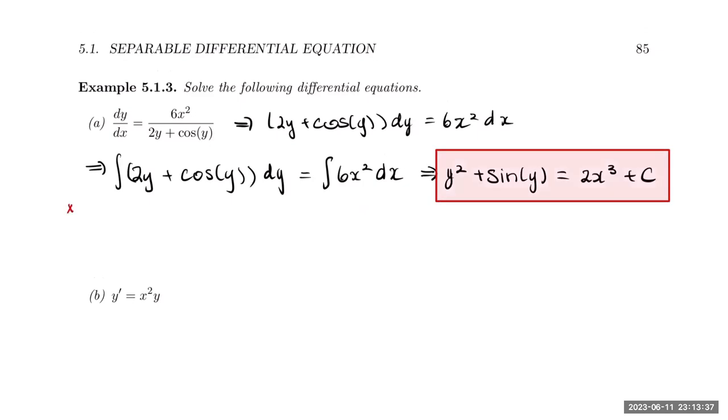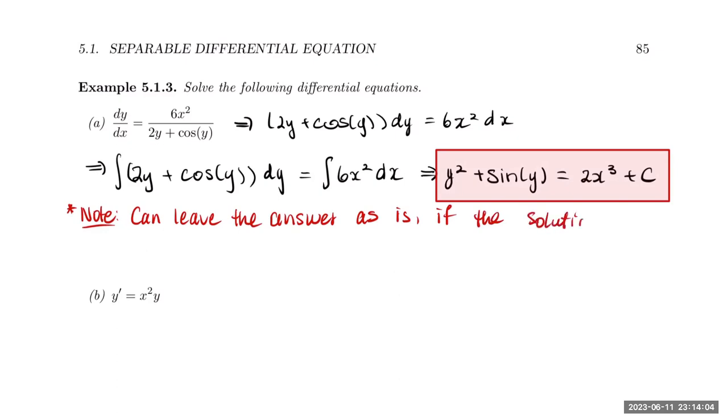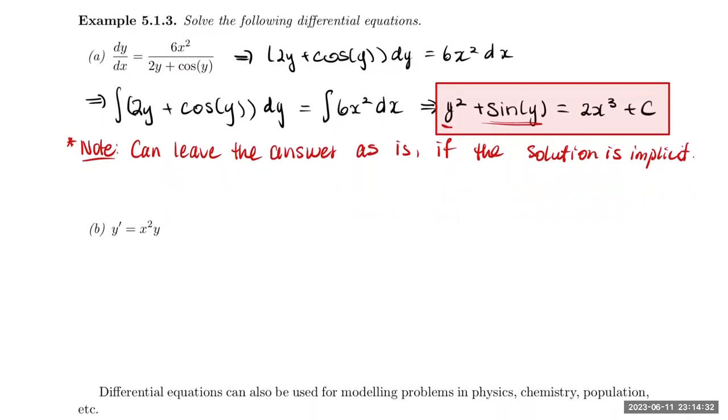So I'm going to keep this as a note. So note here, we can leave the answer in implicit form. So this is a function that is implicit if the equation, or if the solution is implicit. Meaning that, well, because of the sine y here, it's going to be a bit challenging with this y over here. It's going to be challenging to actually find the direct formula for y. So we're just going to leave it as is. That's okay.